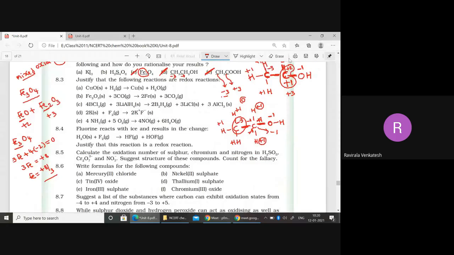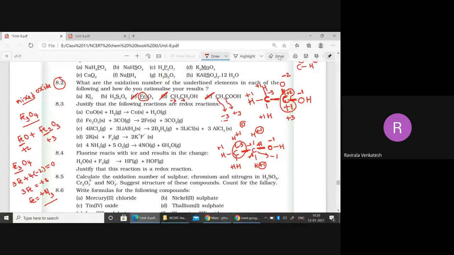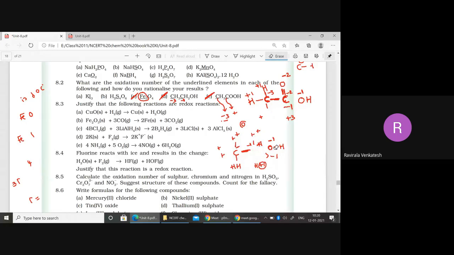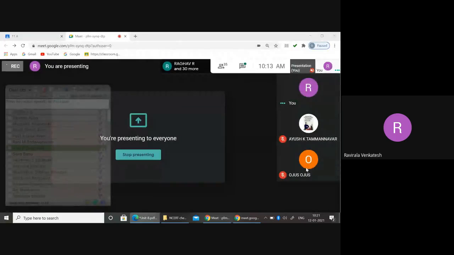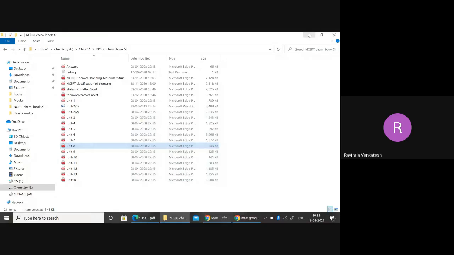Now sometimes they may ask, justify that the following reactions are redox reactions. If they ask like that, how do you give the answer for this one? In that case, we'll see the reactions later. I will take a PPT, beta, and in that I will explain. We'll take a PPT now.